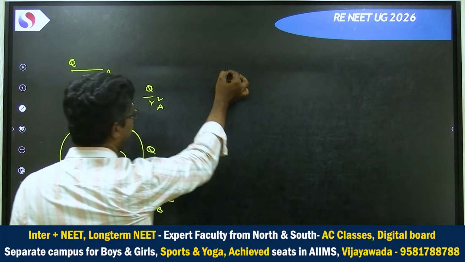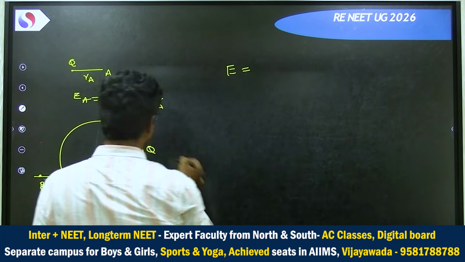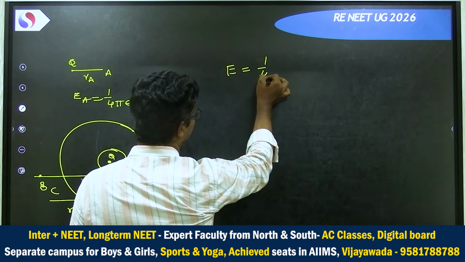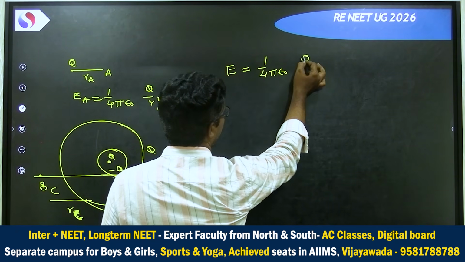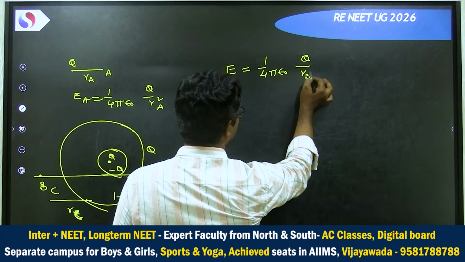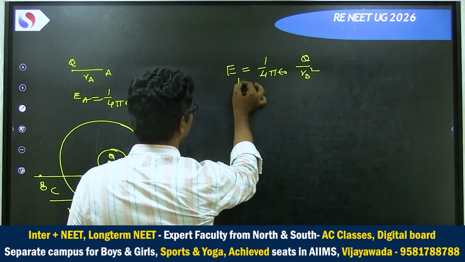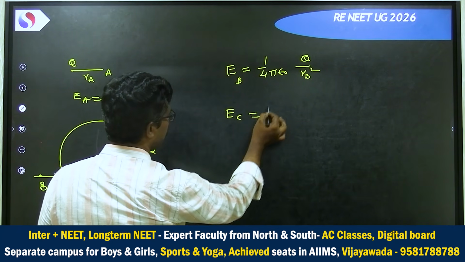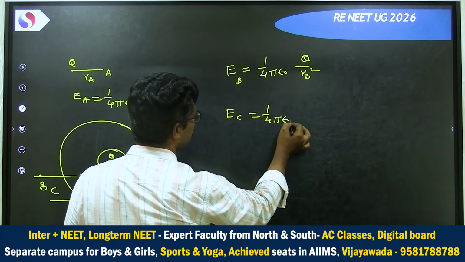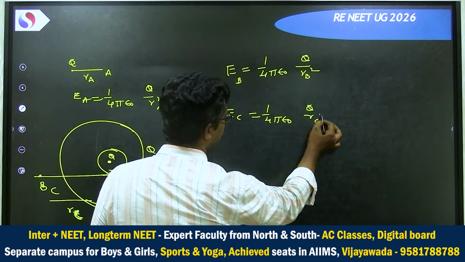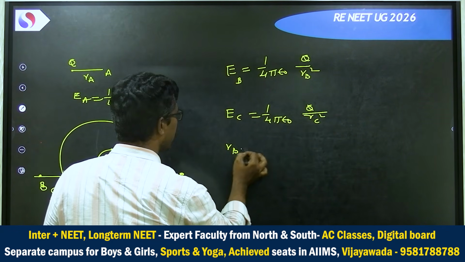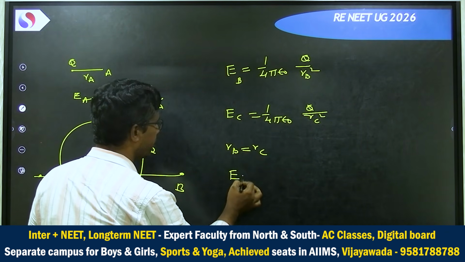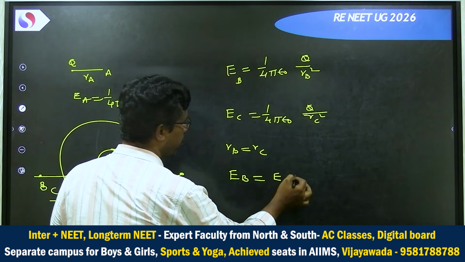Here the electric field E, this acts as an outside point. For an outside point, electric field E is equal to 1 by 4 pi epsilon naught Q by RB square. This is the field at point B. Now the field at point C is 1 by 4 pi epsilon naught Q by RC square. Here RB and RC are equal distances, and the charge is the same. That's why the electric field at point B is equal to the electric field at point C.